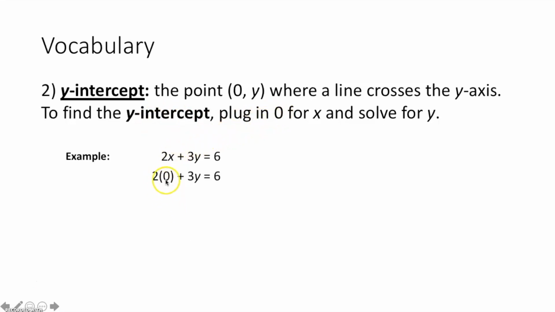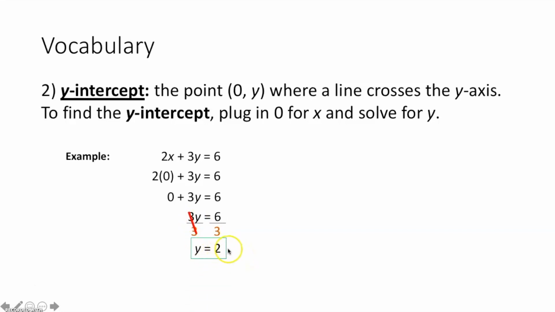So let's do that. What's 2 times 0? That's 0. What's 0 plus 3y? That's just 3y. And now how do I get y by itself? I need to get rid of this 3. So how do I do that? Well, it's 3 times y, so I do the opposite. Divide both sides by 3. That way these cancel out, and I get y is equal to 2.